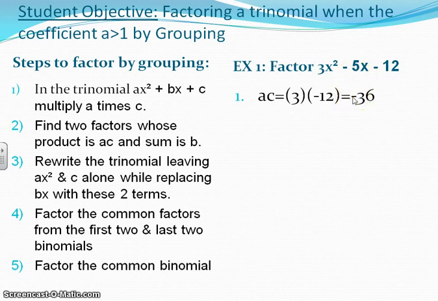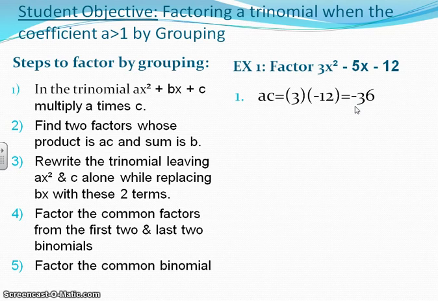Since this is a negative, we know that the signs have to be opposite, one positive and one negative. So go through a list in your head of all the multiples of 36. I'm going to start with 1 times 36, 2 times 18, 3 times 12, 4 times 9, or we could do 6 times 6. Then we have to work on the signs. One of them will have to be positive and one will have to be negative.